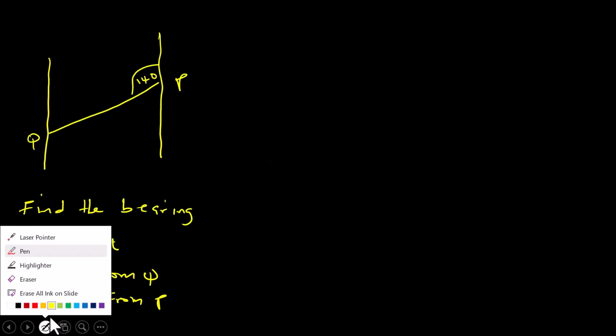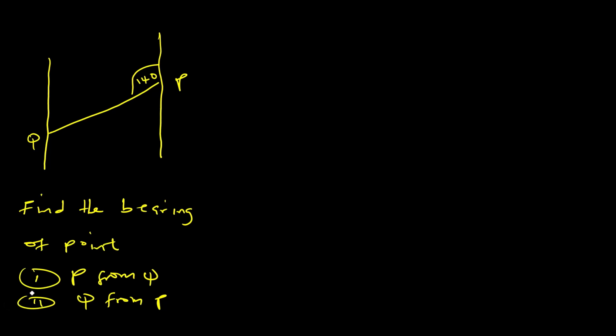Let's look at this example. We have line Q, then we have line P. Find the bearing of point P from Q. From Q, it means Q is the starting point. So let's locate our north here.